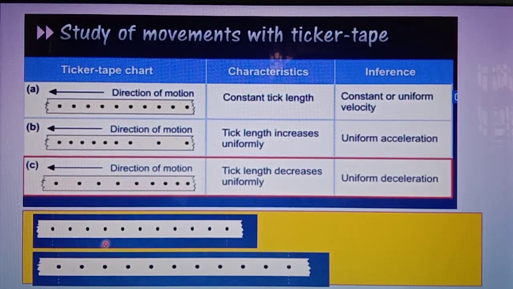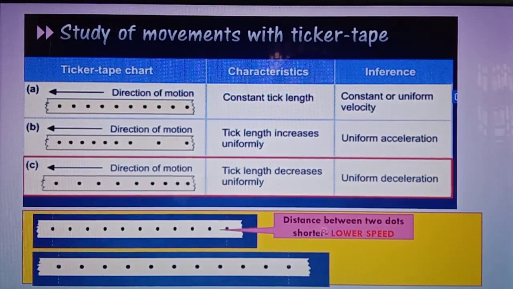Okay, here are another two examples. So we have two ticker tapes here. Both ticker tapes consist of 10 ticks. You look at the first one, the distance between two dots is shorter. The second one, the distance between two dots is longer. So what can you say about the type of motion of the object based on these two ticker tapes? Look at the first one. The distance between two dots is shorter, meaning the object is moving with lower speed.